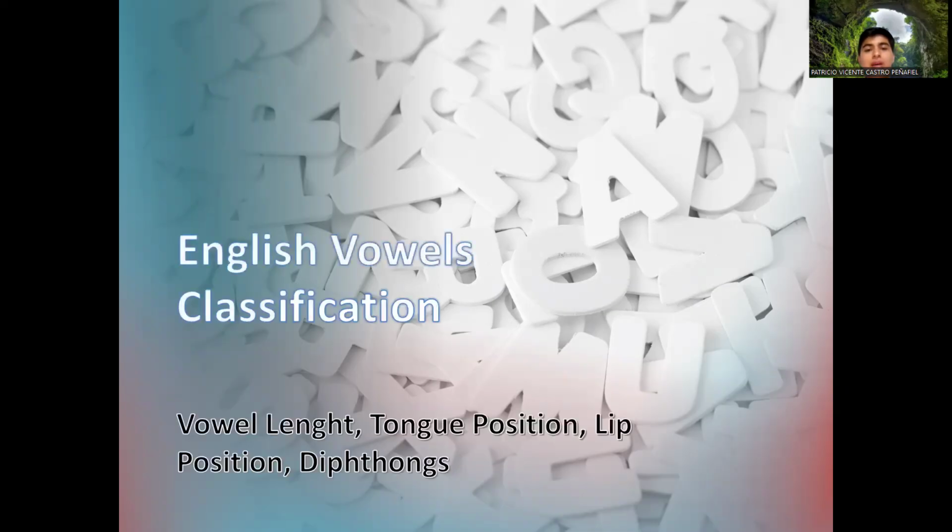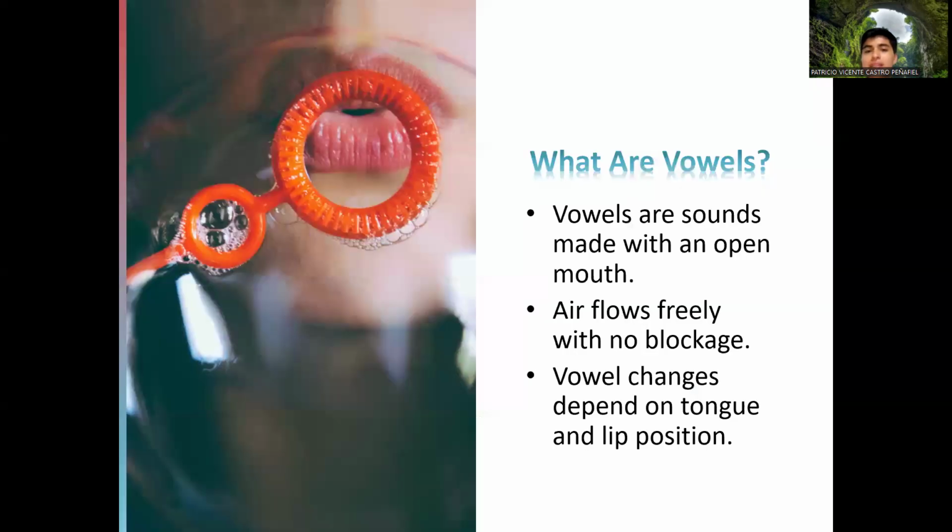My name is Patricio Castro, and today I'm going to talk about English vowels and how they are classified. For example, the vowel in cat is very different from the vowel in car, even though both use the letter A, right? So in this presentation, I'll explain why that happens and how each vowel is pronounced. This is going to be easy. I hope you can understand everything.